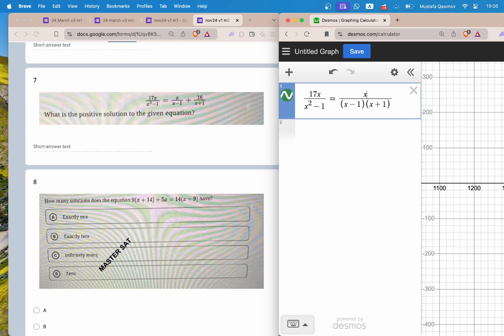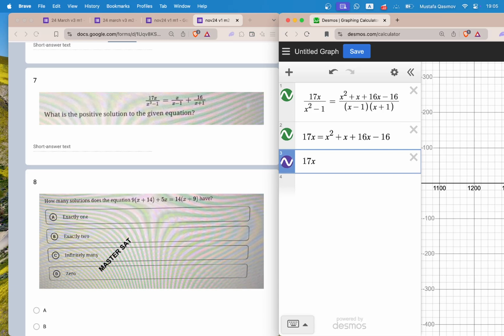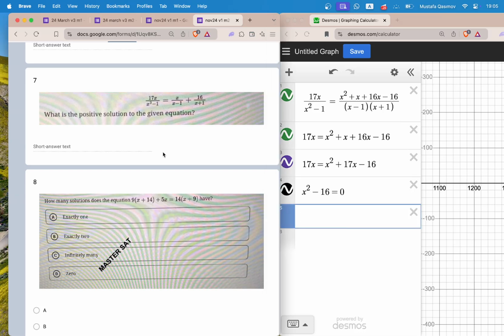Then we can write x squared plus x plus 16x minus 16. Then we can write it like this. Instead of that part, we can write x squared minus 1. Then we can eliminate this part because they are the same. So it means that this is equal to that one. After that, we can write 17x is equal to x squared plus 17x minus 16. Then x squared minus 16 is equal to 0 and x is equal to 4 and negative 4.